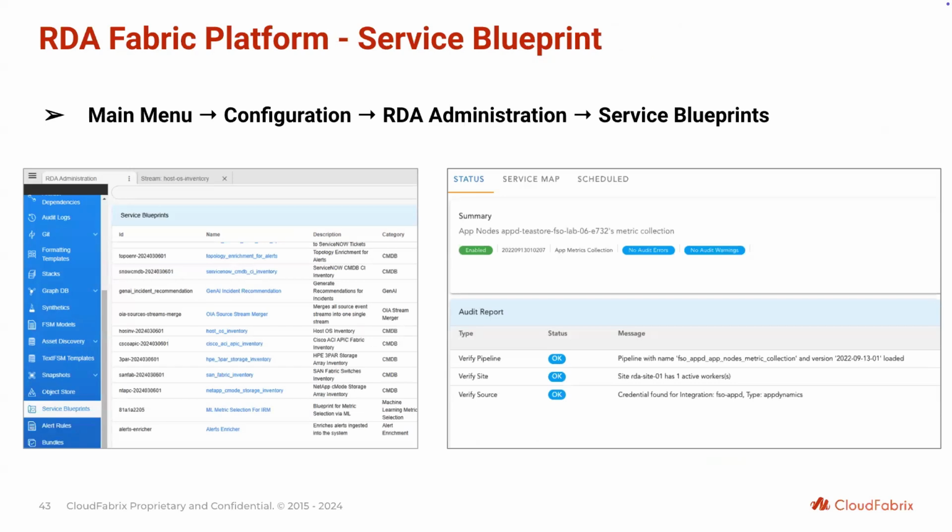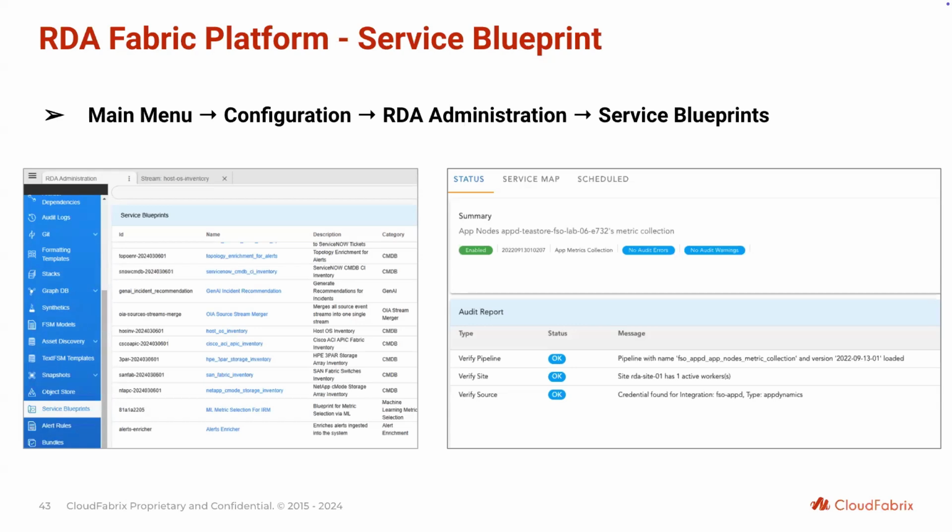Okay, how do you manage the service blueprints within the RDA Fabric platform? You can go to Configuration, RDA Administration. There is a menu option called Service Blueprints. When you go there, it will allow you to create, define, and configure service blueprints.